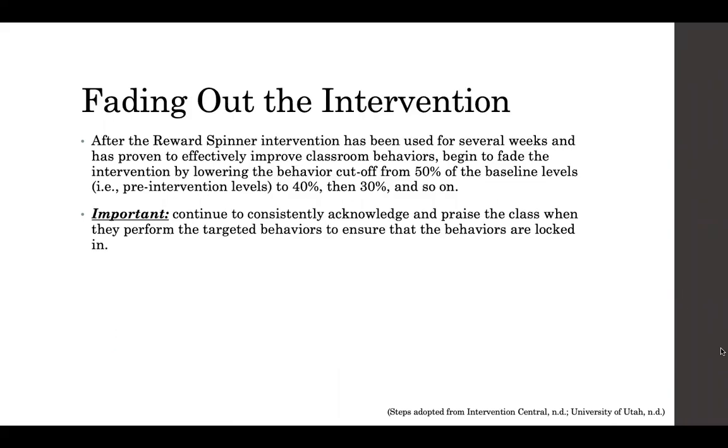Now, fading out the intervention. Fading out the intervention is important because it helps the desired behaviors to become a natural part of the child's life so that the behavior does not become dependent upon receiving a reward. After the reward spinner intervention has been used for several weeks and has proven to effectively improve classroom behaviors, begin to fade the intervention by lowering the behavior cutoff from 50% of the baseline levels, or the pre-intervention levels, to 40%, then 30%, and so on.